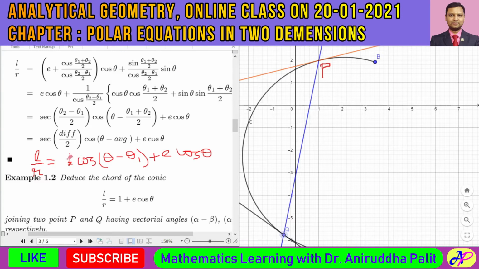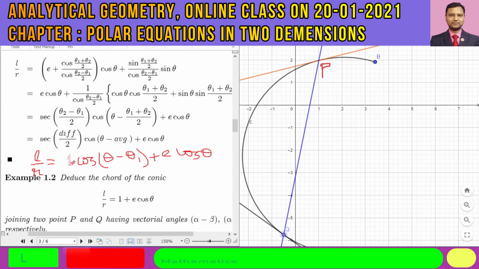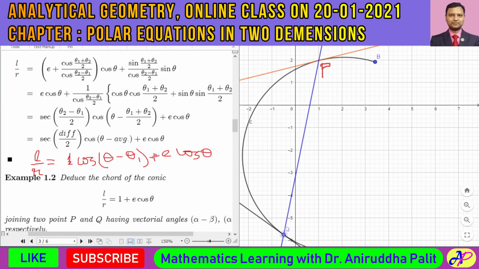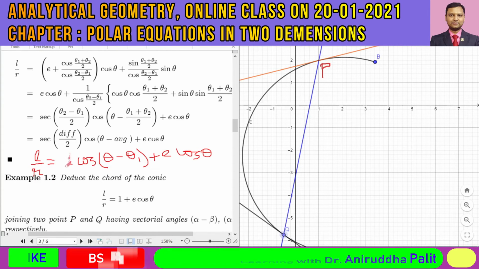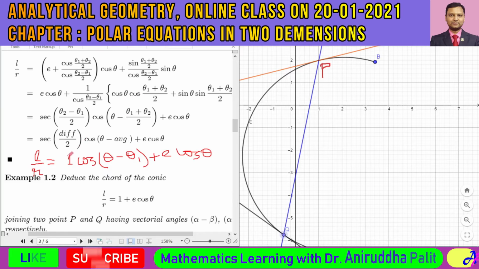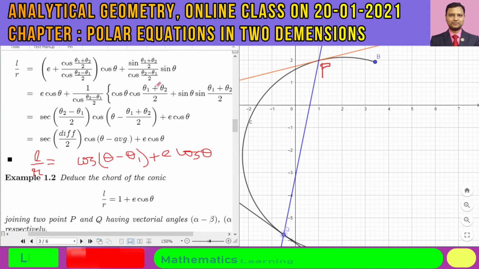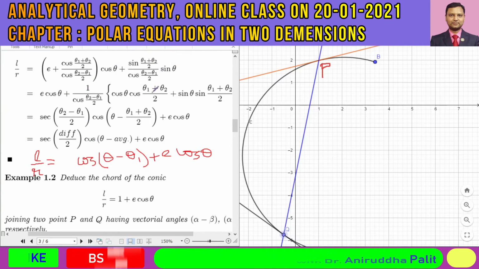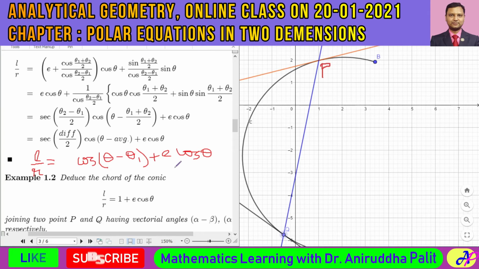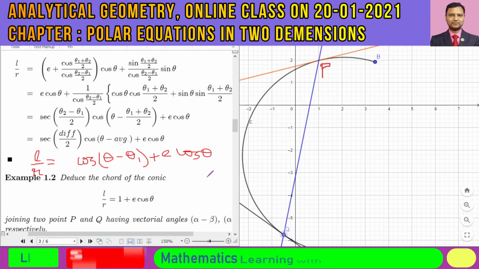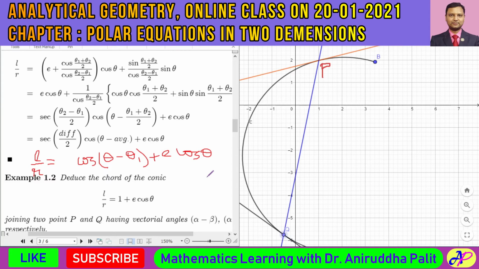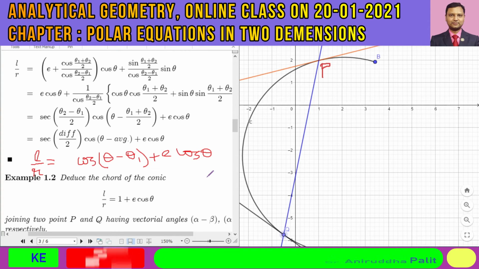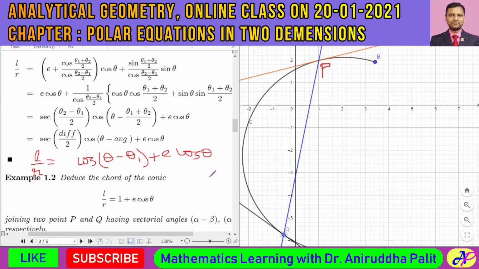All right, let me erase this one. And in that case, we shall have only cos of theta minus theta 1 as the first term, plus e cos of theta. So that would be the equation of the tangent line as theta 2 converges to theta 1.